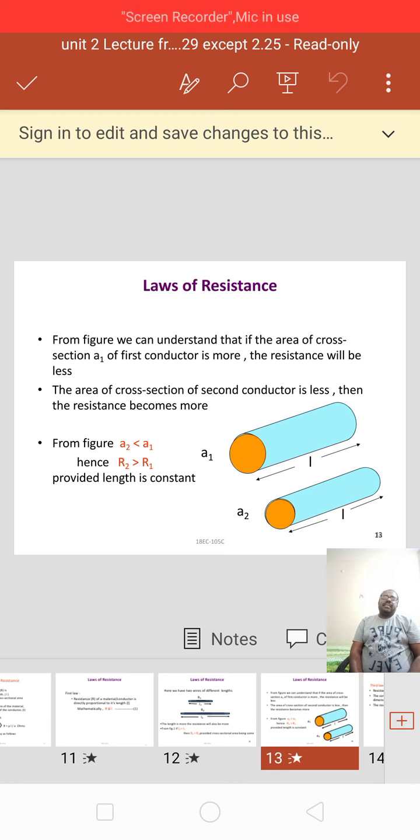Here we are taking the length constant and area of cross section is different. So here area of cross section of first one is A1 and area of cross section of second one is A2. Length of first one is L and length of second one is L. So L equal to L and A2 less than A1, R2 greater than R1. If A1 greater than A2, R1 less than R2. Vice versa.